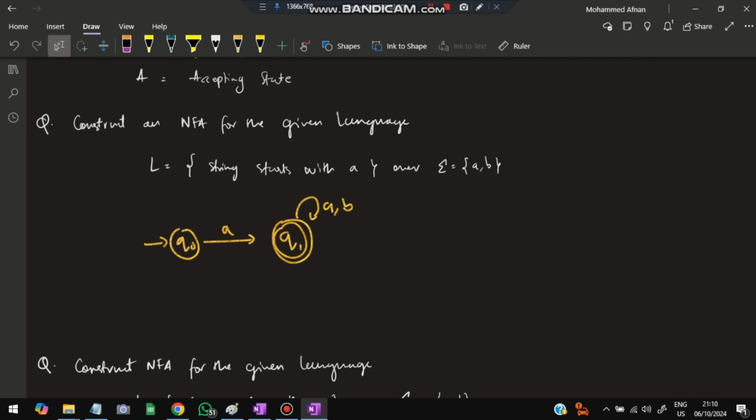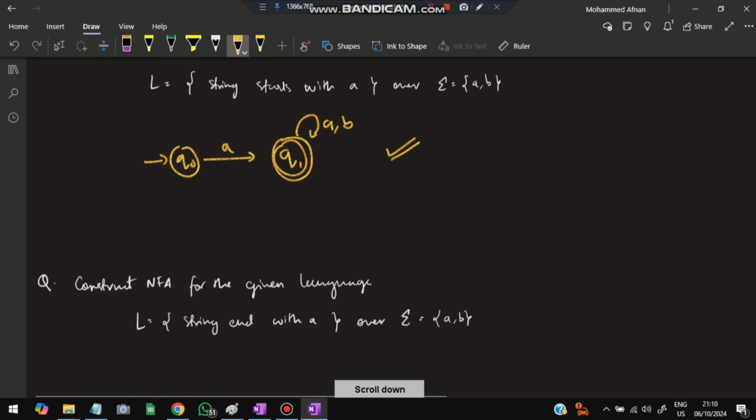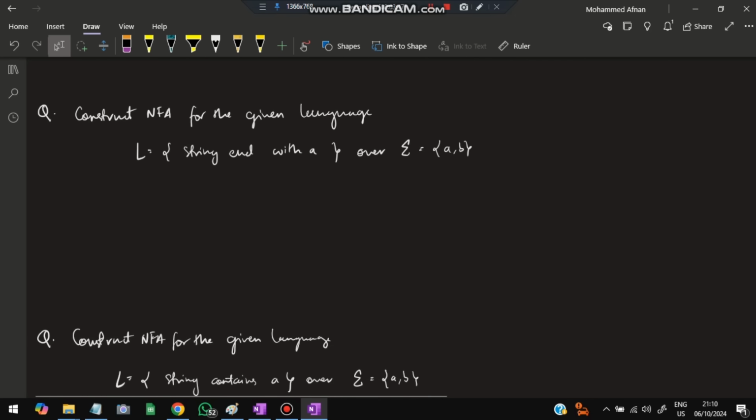Look, here I am not defining for B, I'm not concerned about B here. You can either define or not define, it doesn't matter, but this is a valid answer because the condition you have to specify, starts with A, is specified. Now anything you can put or not put, it's your wish. Okay, that is the NFA.